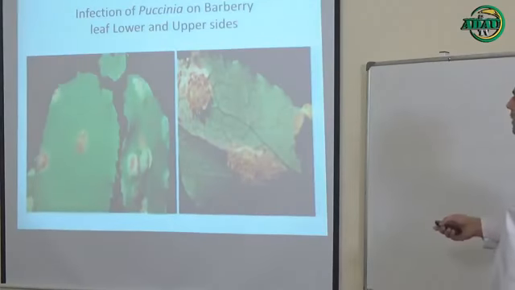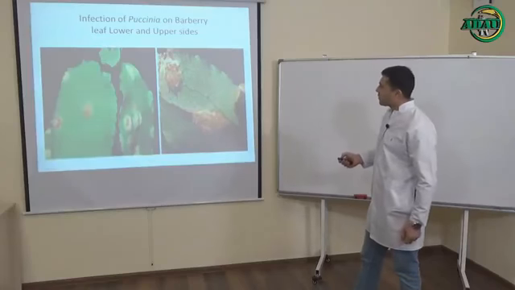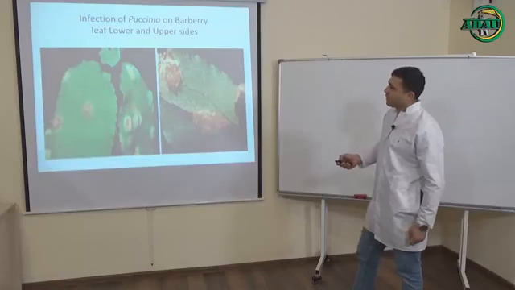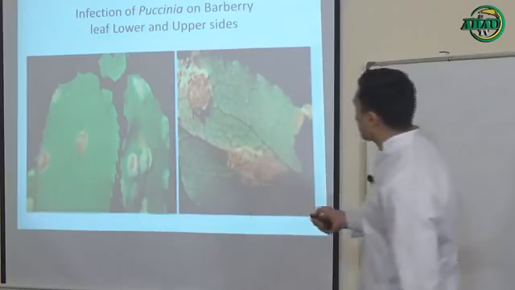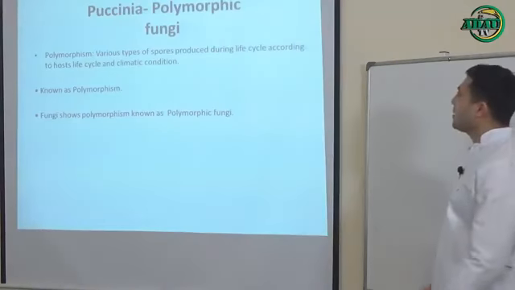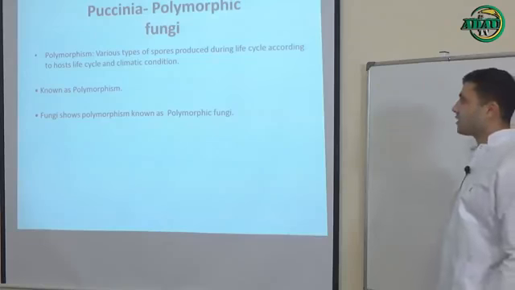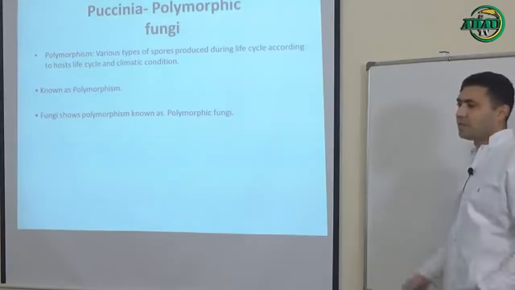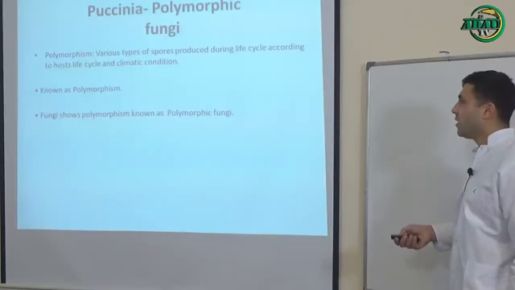So you can see here the Puccinia infection and symptoms. Here you can see the downside of the leaf, and here is the upper side of the leaf, and you can see clearly the yellow color. Puccinia is a polymorphic fungus. What is polymorphism? Polymorphism means various types of spores produced during the life cycle according to the host life cycle and climate conditions. A fungus that shows this is known as a polymorphic fungus.